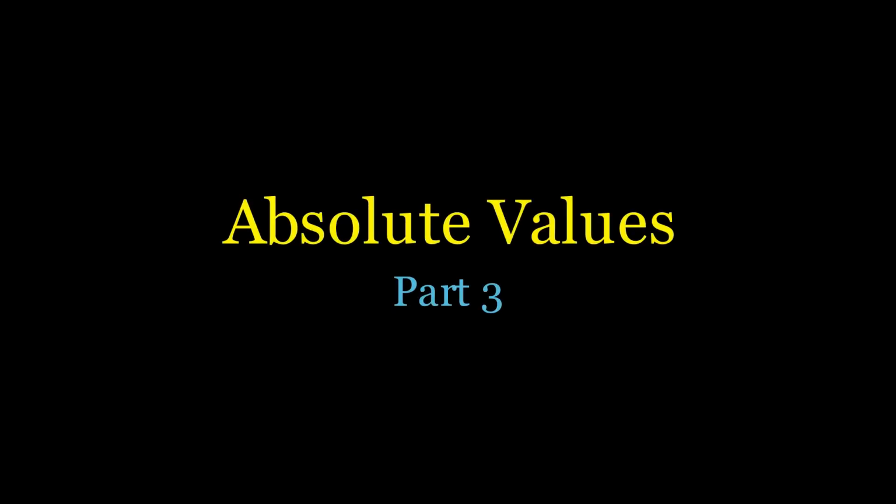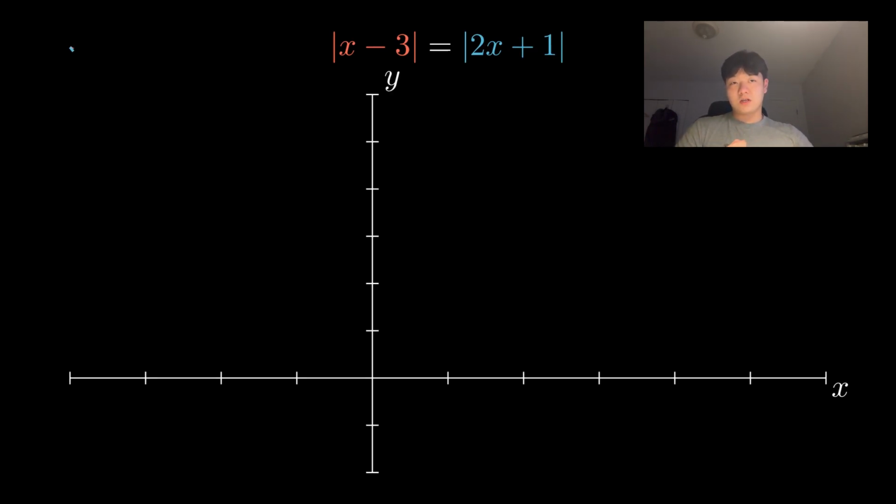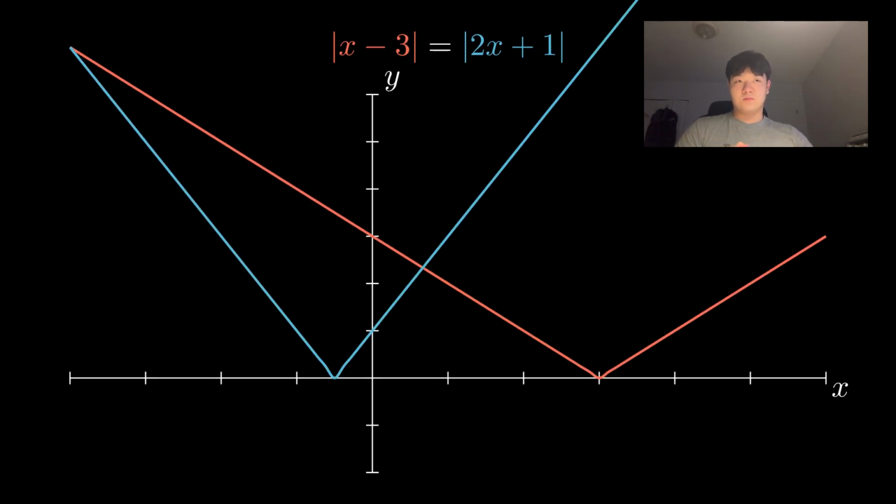Two absolute values in the same equation. How is that even possible? In this video, we're going to show you how to solve two absolute values in the same equation using graphs and visualization. For example, the absolute value of x minus 3 is equal to the absolute value of 2x plus 1.